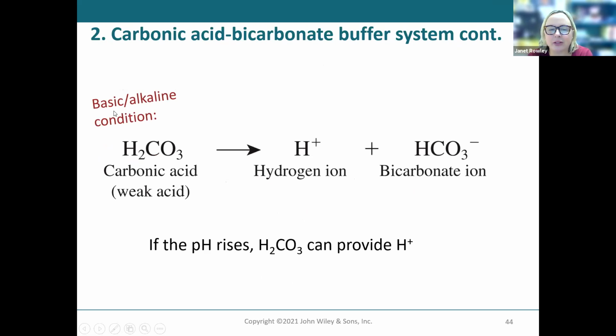When the solution becomes too basic or alkaline, the carbonic acid will then dissociate and release H+ into solution, which causes the pH to then decrease to a normal range. So when pH rises, carbonic acid can provide the H+.